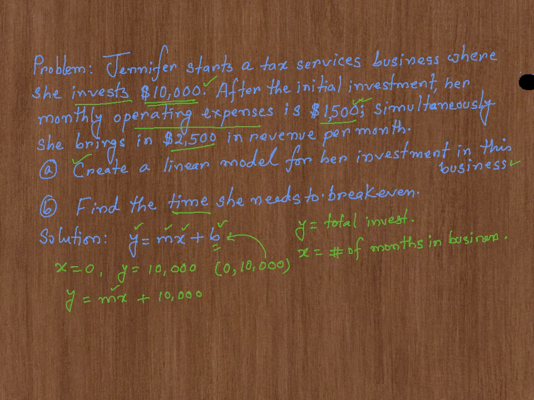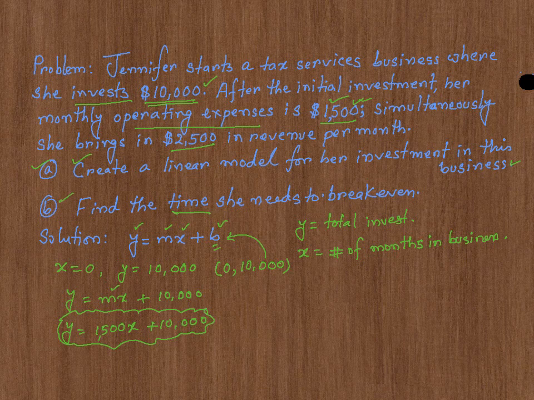Now what is m? That means how are her expenses changing every month, the rate of change or slope. She is investing $1,500 in operating expenses every month. So therefore my m is going to be 1,500. y is equal to 1,500, not 15,000, 1,500x + 10,000. That is part A, by the way. We just created a linear model for her expenses.